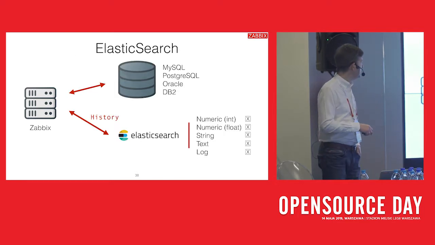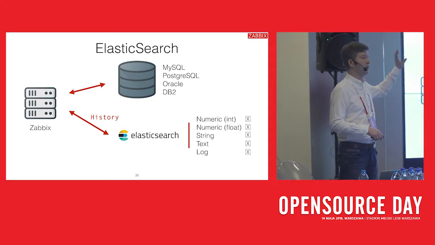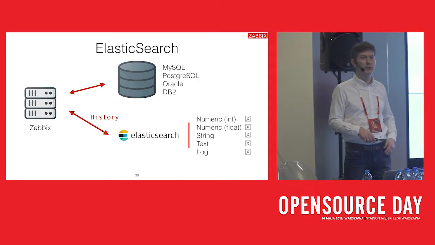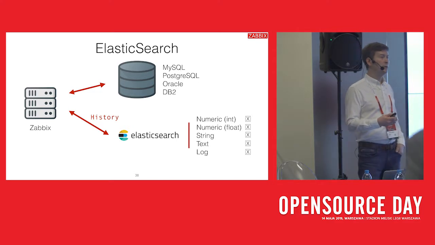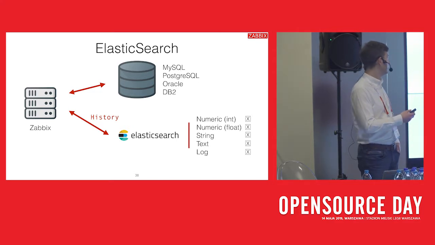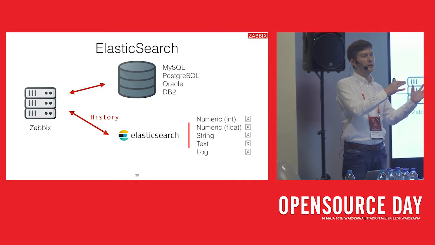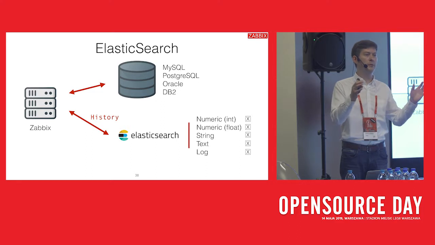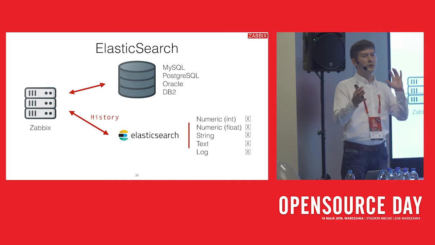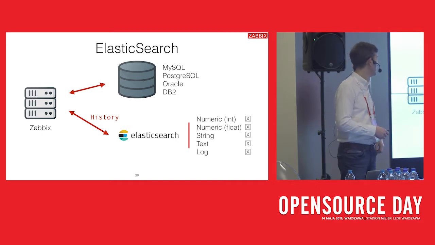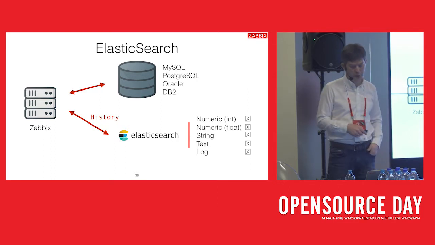Another option with Zabbix: we may keep historical data in Elasticsearch. All configuration is stored in a traditional relational database, but we may also keep history in Elasticsearch. Elastic is really nice for integration purposes. If you want to integrate monitoring data with some business intelligence tools, for example, or you want to see different aggregations of data, Elastic is very nice for that. So we have this option to keep history in Elasticsearch.